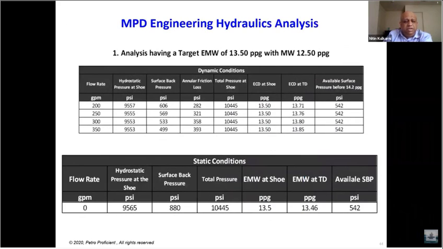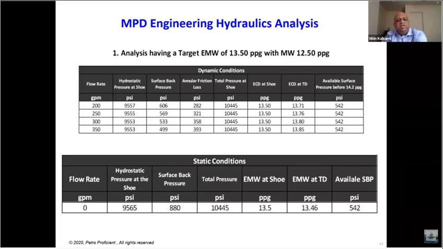And typically when you do hydraulic analysis of a particular section, this table will provide you a summary of how you do a hydraulic analysis. Essentially, you consider 12.5 ppg mud weight, but the target mud weight is 13.5 ppg. So you consider various parameters at different flow rates, different pressures at shoe, different surface back pressures, different annular friction pressures, and total system pressure.